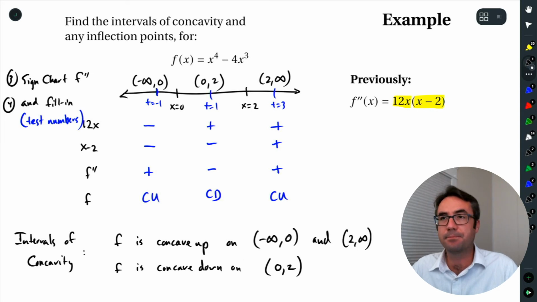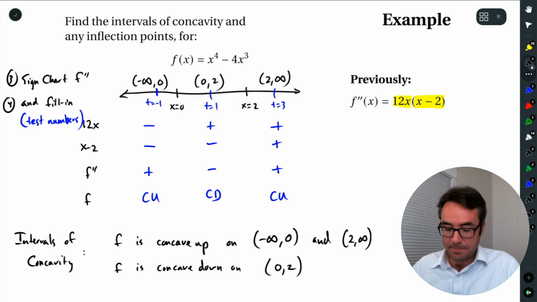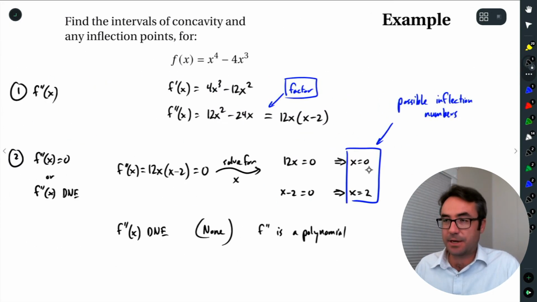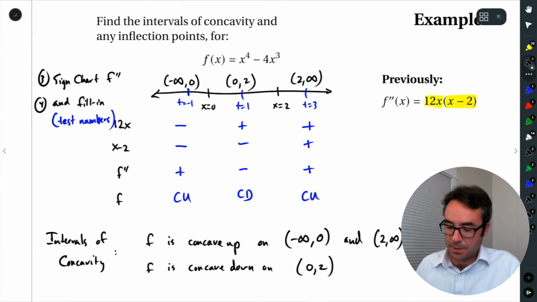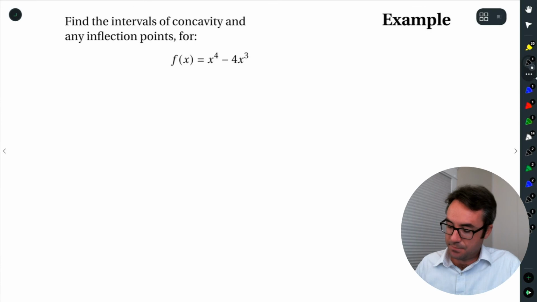Not bad. Well, if we also wanted the inflection points, we have enough information now to go back. We know our possible inflection numbers. These are where we might have an inflection point. Now we can actually, with that sign chart filled in, say for certain. So this would be step 5. Finding the inflection points.